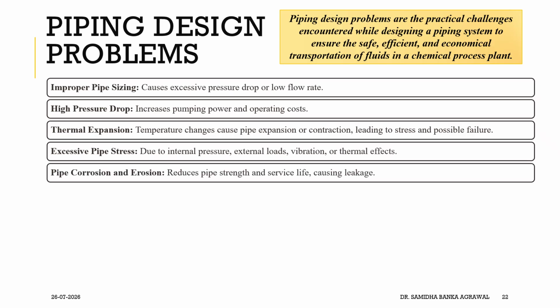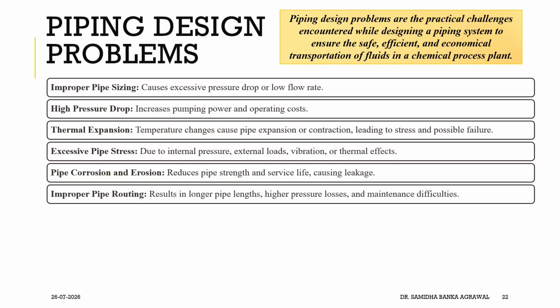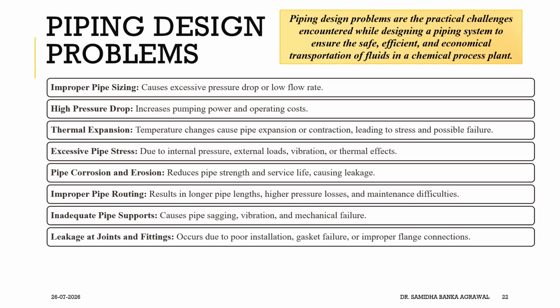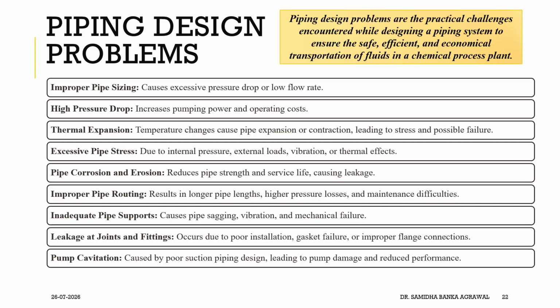Next one is corrosion or erosion in pipe. So we need to ensure the material of construction is corrosion free or has higher corrosion allowances. Then improper pipe routing. We need to see the route of the pipe. If we do not have a proper layout of the pipe, then we might end up with either longer or shorter pipes. Then inadequate pipe support. If the piping supports are minimum, there is a chance of vibration, mechanical failure, or pipe bending down. Leakage at joints and fittings is also an issue that has to be taken care of.